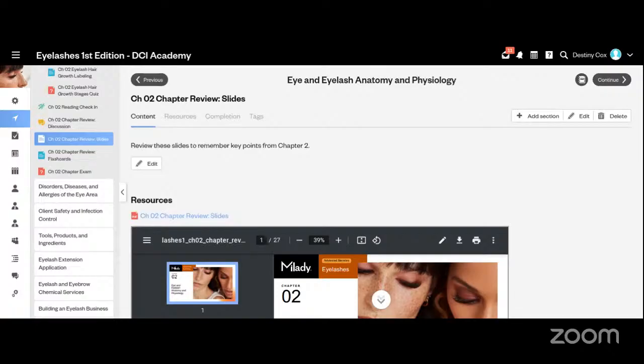Eyelashes are hair growing at the edge of the eyelid. The lower lid has about 75 to 80 lashes. The upper lid has 90 to 160 lashes, so almost double. Okay. Eyelashes, the purpose, it protects the eye from debris.